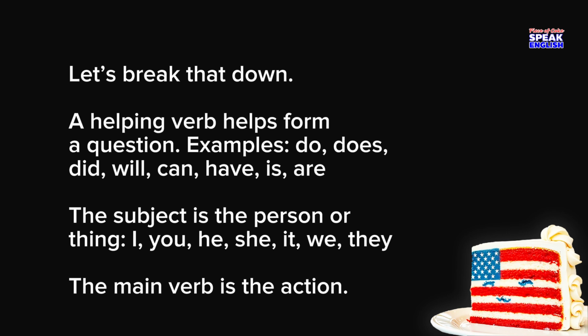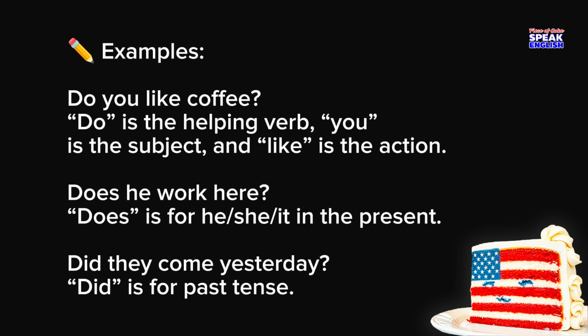Examples: do, does, did, will, can, have, is, are. The subject is the person or thing: I, you, he, she, it, we, they. The main verb is the action. Examples: Do you like coffee? Do is the helping verb, you is the subject, and like is the action.